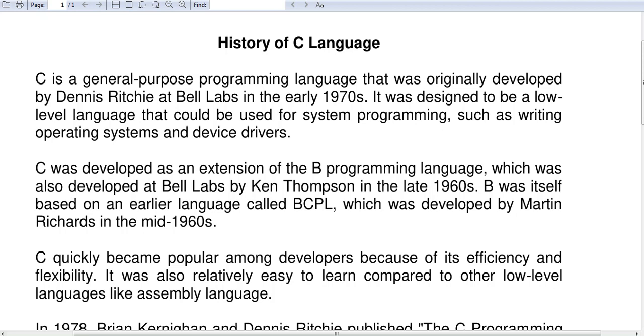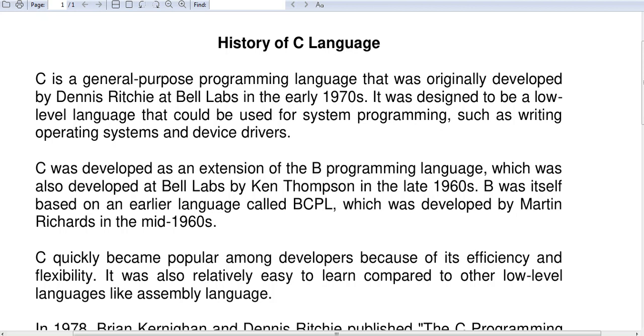So let's begin. History of C language. C is a general-purpose programming language that was originally developed by Dennis Ritchie at Bell Labs in the early 1970s. It was designed to be a low-level language that could be used for system programming, such as writing operating systems and device drivers.